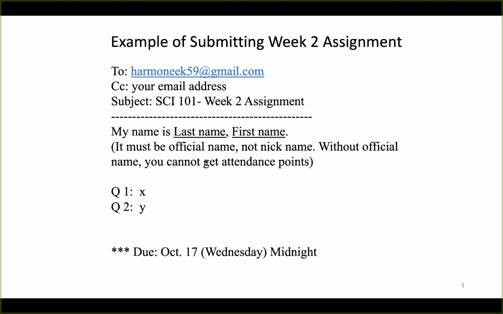It must be your official name, not a nickname. So if you do not use your official name, it cannot be counted for your attendance. So the first line in the main text body is your official name. The next line, question 1, answer will be 1 out of A, B, C, D. Question 2, answer 1 out of A, B, C, D. And you have to submit this email to me until next Wednesday midnight. So this is the week 2 assignment.